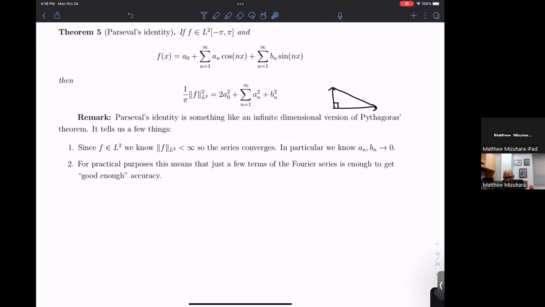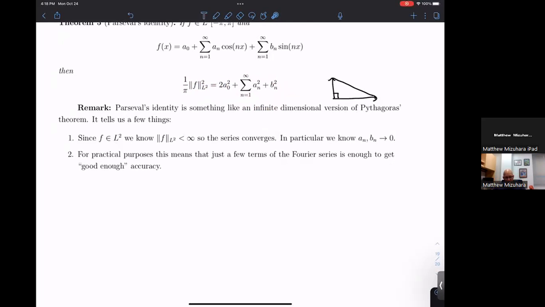So somehow the right-hand side of this is the legs of your infinite dimensional right triangle, and you square all these things and add them up, and that should give you the norm squared of the result of the whole thing. So that's something really interesting going on here, I think. So fine, this is something like a Pythagoras' theorem, and it has two interesting things to draw from it.